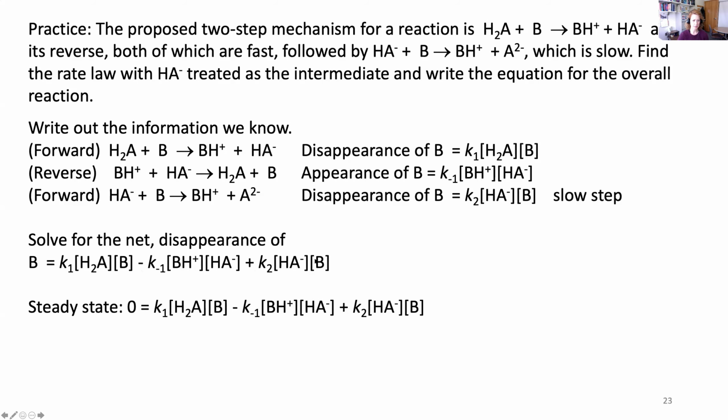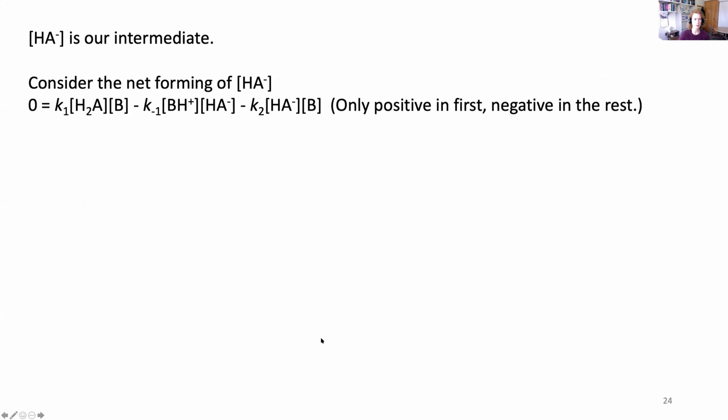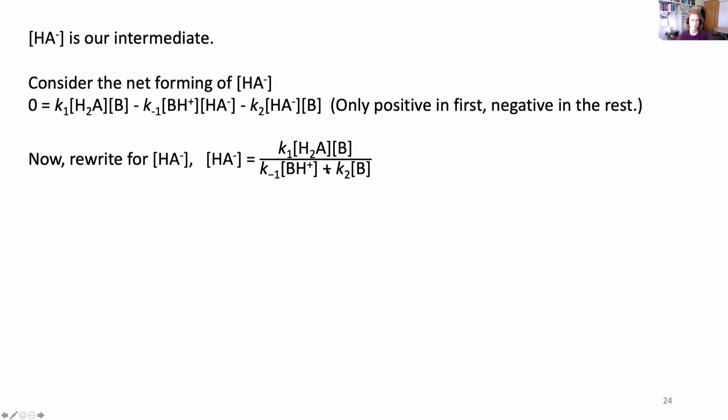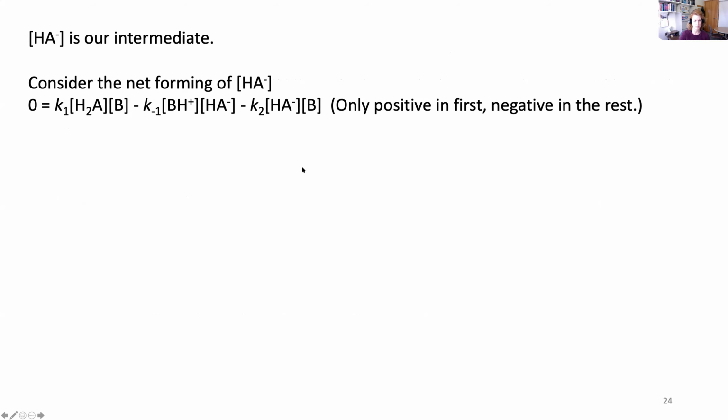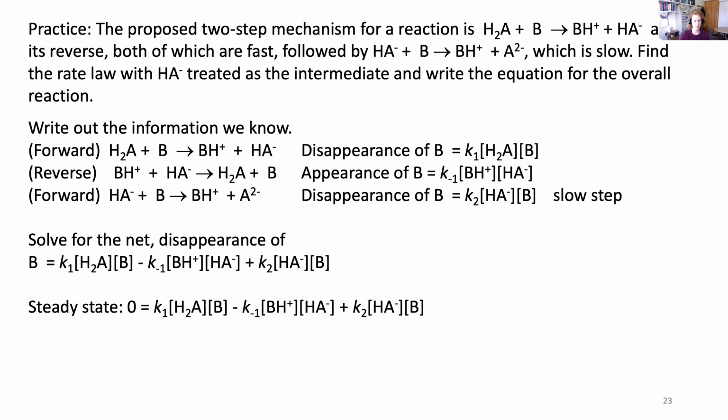So now what I'm going to do is solve for B using the steady state approximation. And so I'm going to have K negative 1 BH plus HA minus on this side, and then I'm going to divide that by K1 times H2A plus K2 times HA minus. Did I do that right? Oh, no, I did it wrong. I was solving for the wrong thing. Sorry.